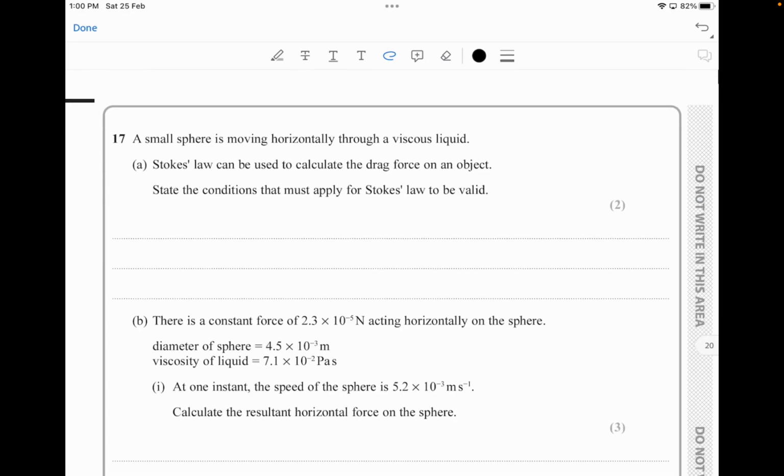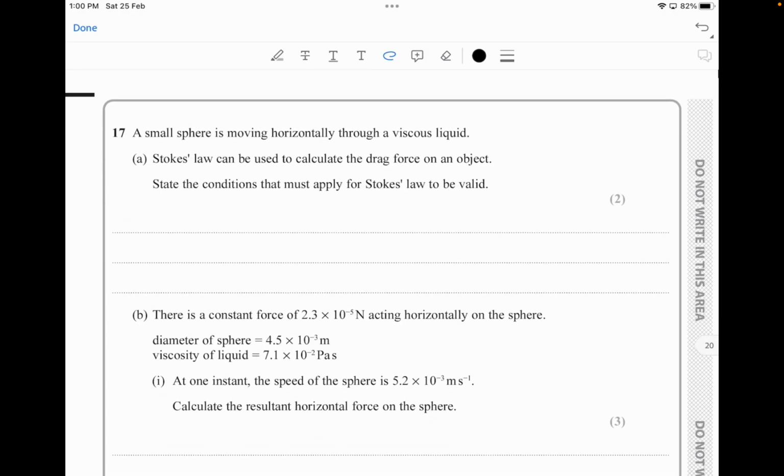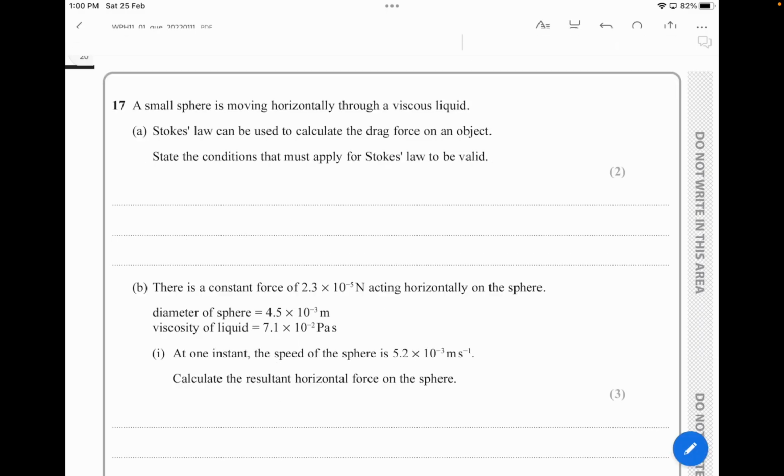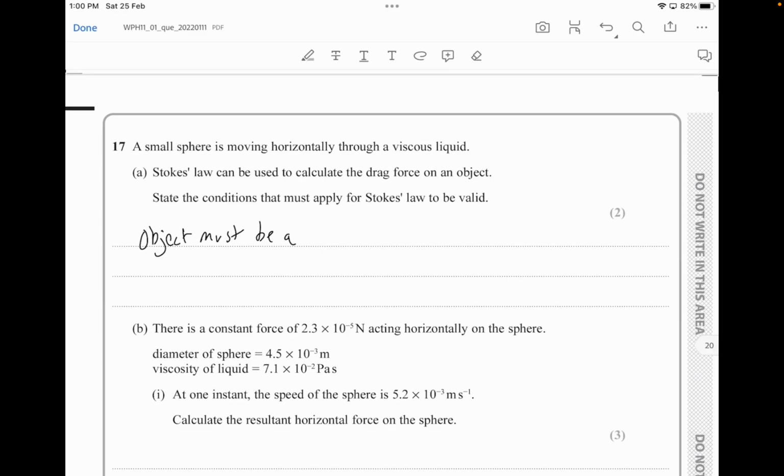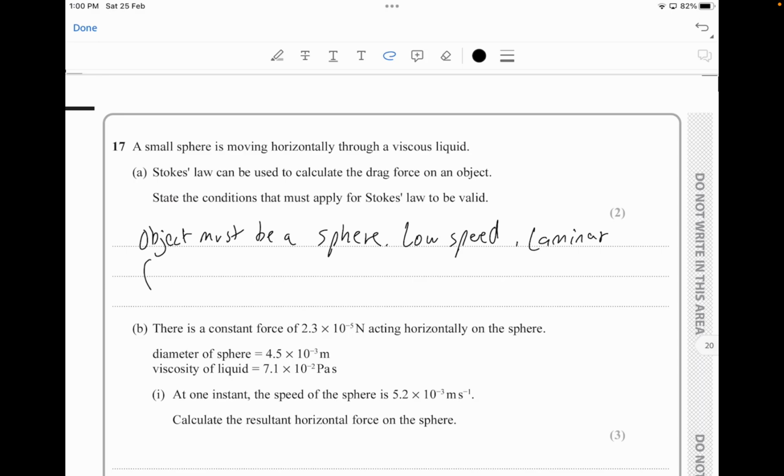The next question is about Stokes' law. A small sphere is moving horizontally through a viscous liquid. Stokes' law can be used to calculate the drag force on an object. State the conditions that must apply for Stokes' law to be valid. The object must be a sphere. It must have low speed or velocity, and it should have laminar flow.